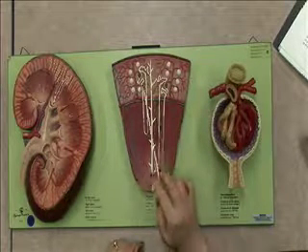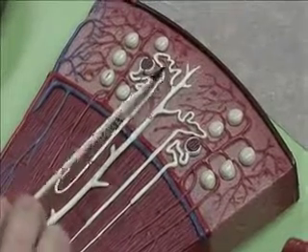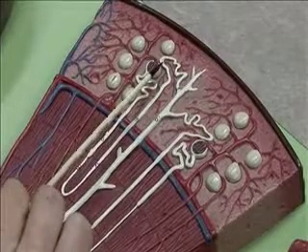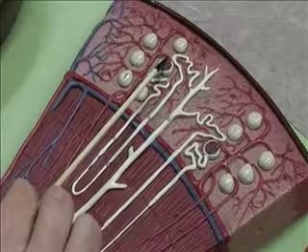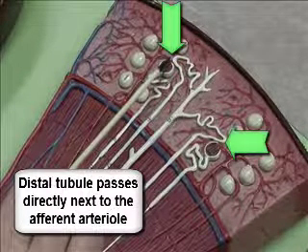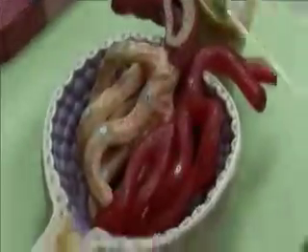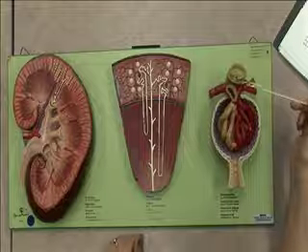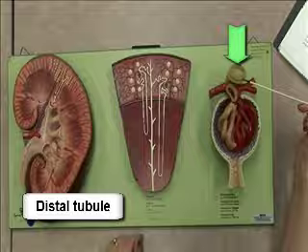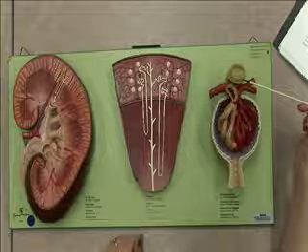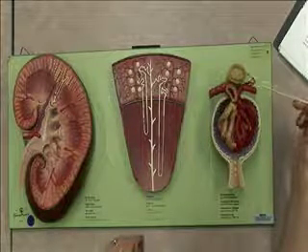Remembering back to the other section of the model, filtrate passes through the proximal tubule, through the loop, and through the distal tubule. At this point, the distal tubule passes directly next to the afferent arteriole. This structure right here is a section of the distal tubule. There's a structure at the base of the afferent arteriole called the juxtaglomerular apparatus.